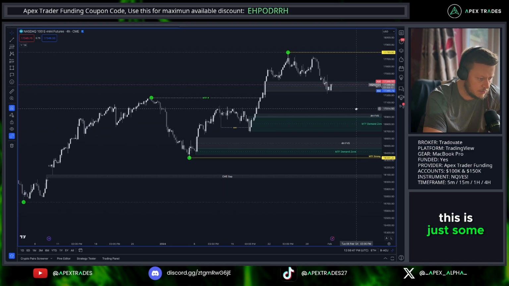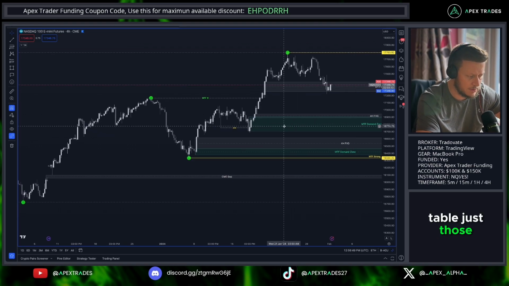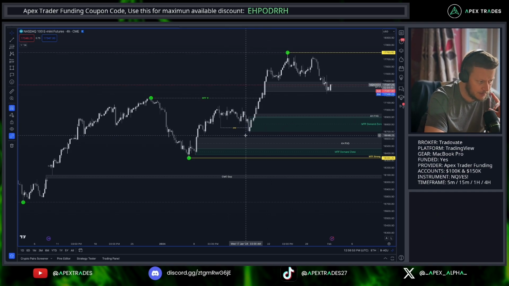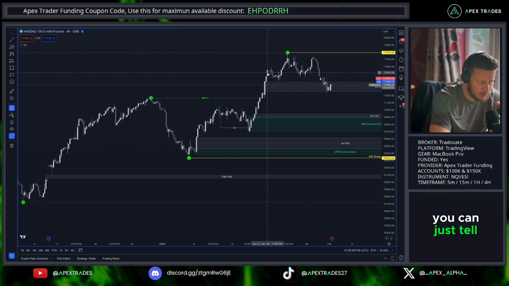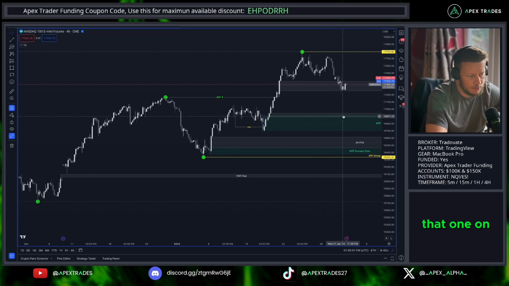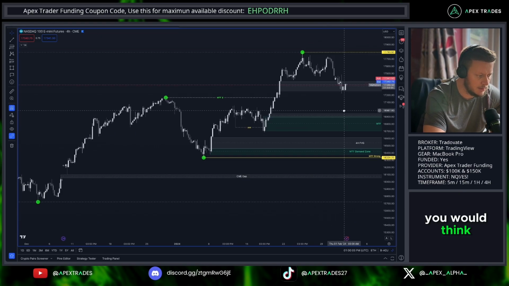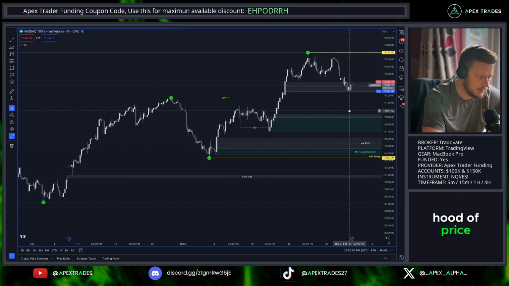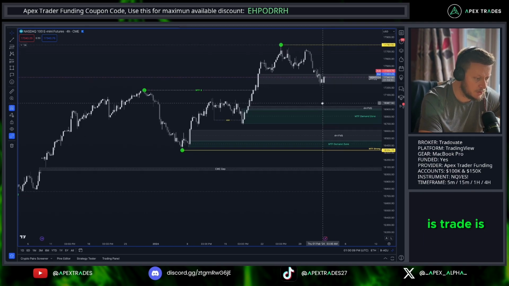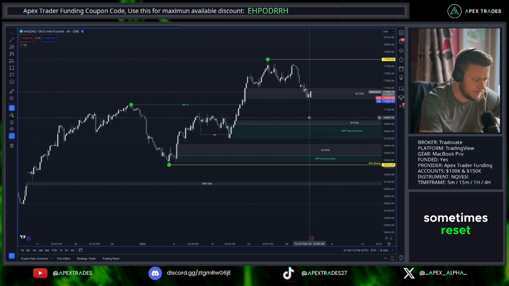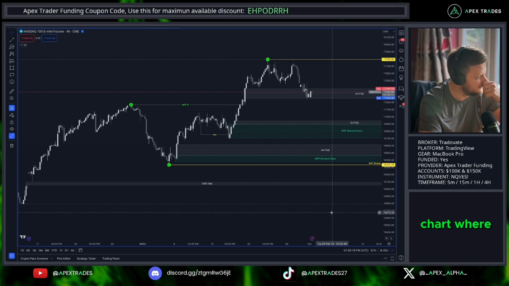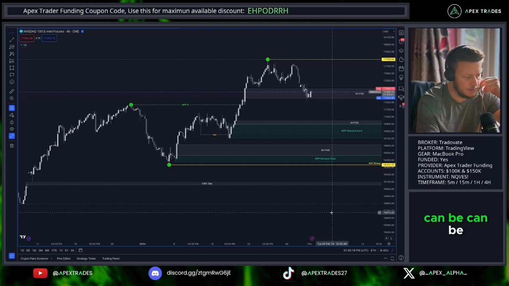When will it come down here? I don't know. This is just some TA, but those elements: structural break, liquidity grab, institutionally led. You can just tell by the sizes of the candles, so price is going to the upside. Mark that one on your chart as an area that has a very high likelihood of price continuing up. Now, it's not guaranteed, but this is what we have to do as traders. We have to sometimes reset, zoom out a little bit, and look at the key zones and key areas on the chart where something can be favorable to you.